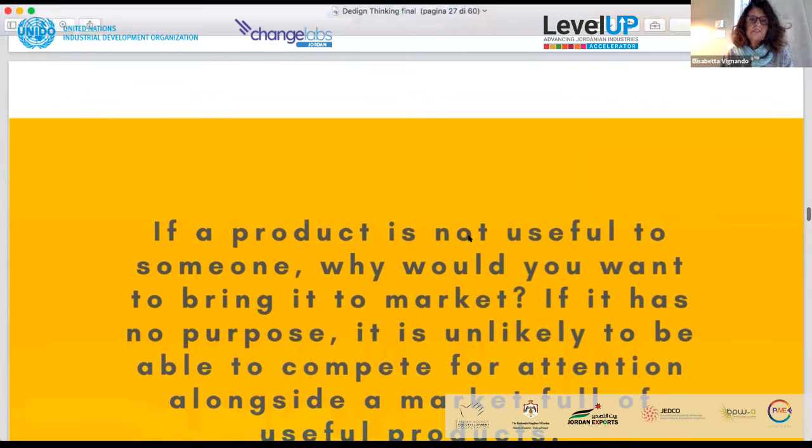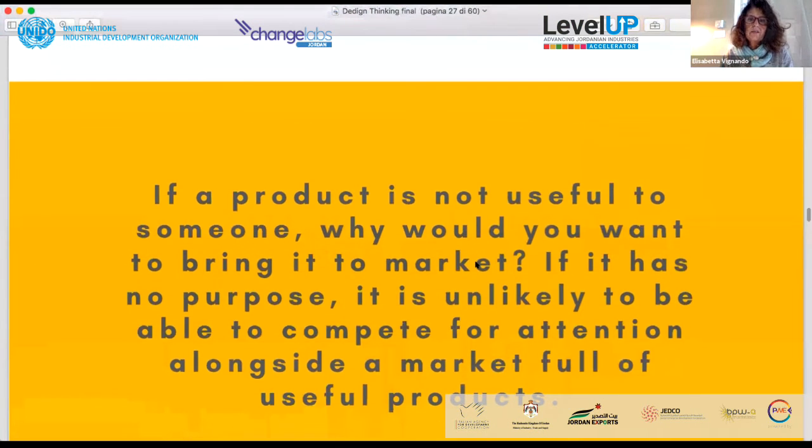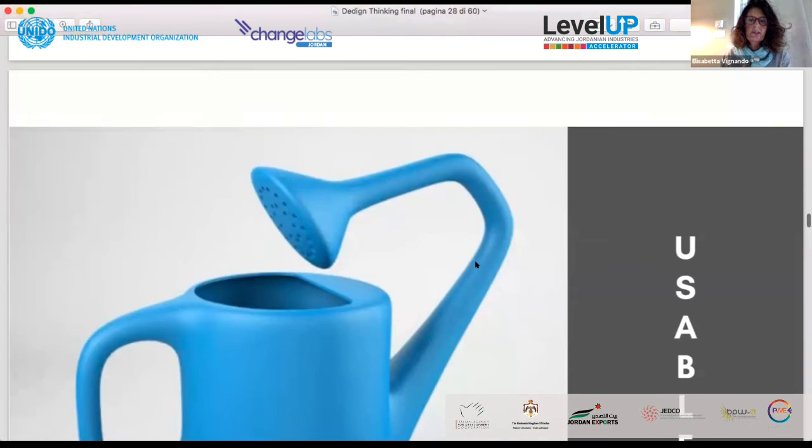So if a product is not useful to someone, why would you want to bring it to the market? If it has no purpose, it is unlikely to be able to compete for attention alongside a market full of useful products. So this is a very important point.